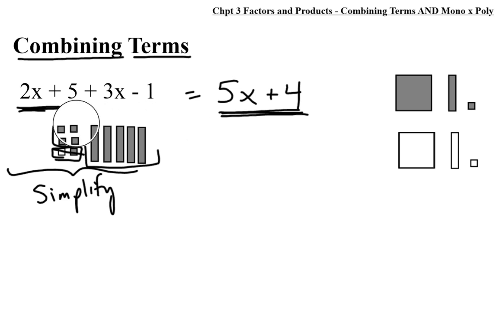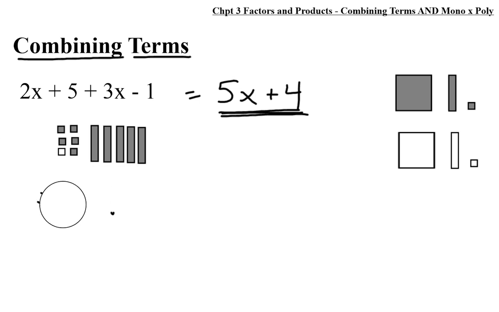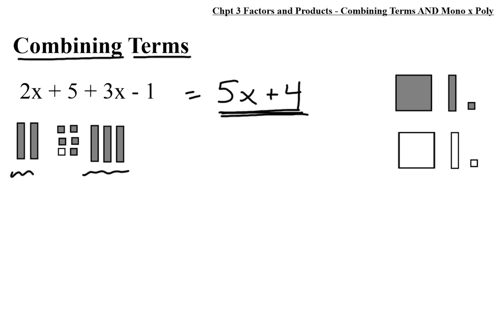However, let's take a quick look at what we've done if we didn't have tiles. Which tiles did we put together? We took the two x's and combined them with the three x's. Why?